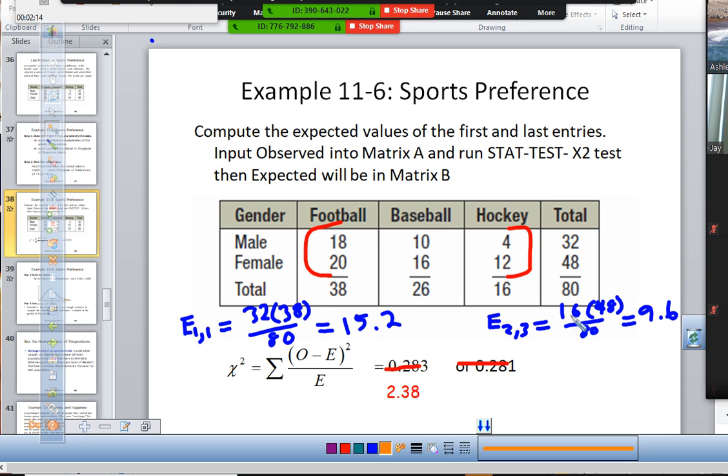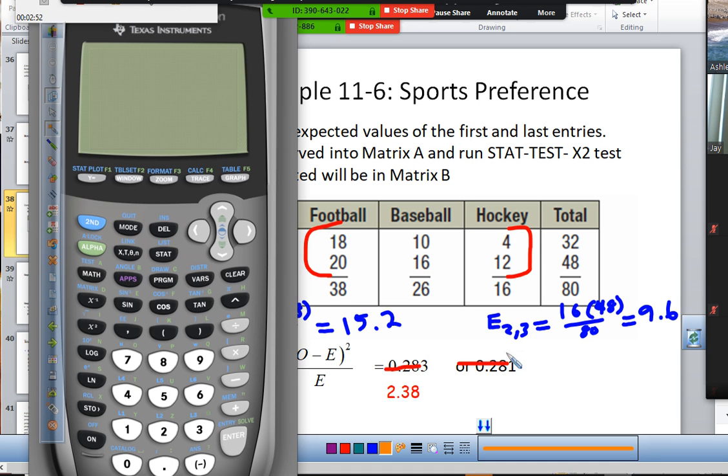Doesn't matter which one you put in which order. 16 times 48, 48 times 16, they're the same thing. No big deal. It's totally fine. Divided by 80, and you get 9.6. Just find them. You don't do anything else, just find those two. You don't have to find all of them. Just find 2 of them to prove to me you understand how to find the expected value from a matrix, and that's for this matrix entry of data. That's all you have to do. Just those 2. Leave them alone, and then put this into your calculator.